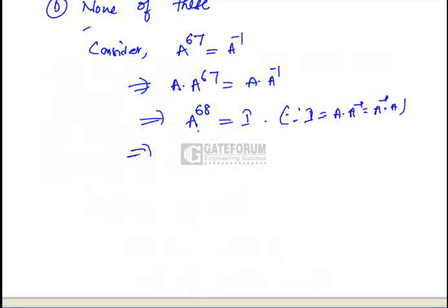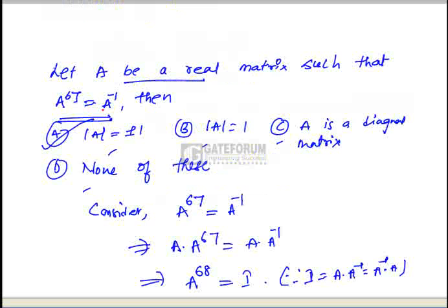Now, if A power 68 is I, then mod A power 68 is 1, so mod A will be equal to plus or minus 1. That implies the modulus of A is nothing but magnitude 1, which is option A.